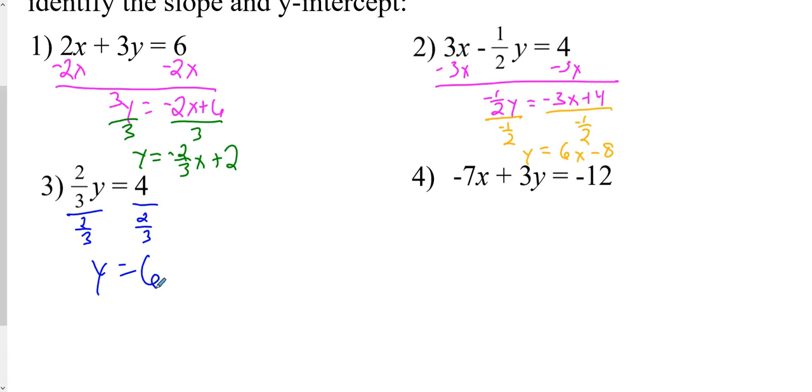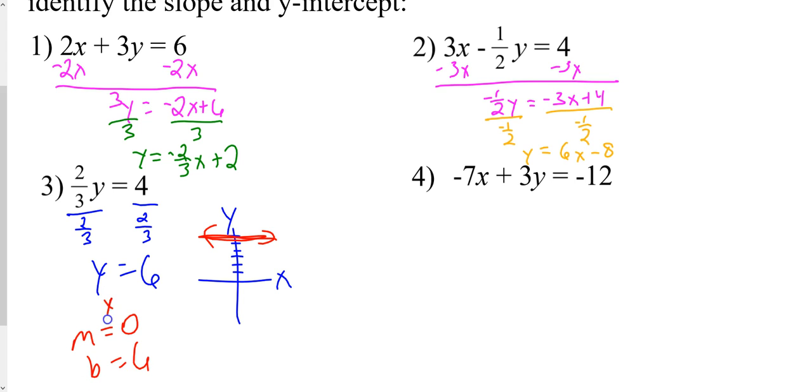So remember that y equals a number, like y equals 6, would just be a horizontal line here through 6. So the slope is 0 and the y-intercept is 6. In other words, I could rewrite this as y equals 0x plus 6 would be the same equation. So now here on number 4, I'm going to start it off the same way. So I'm going to add 7x to both sides.